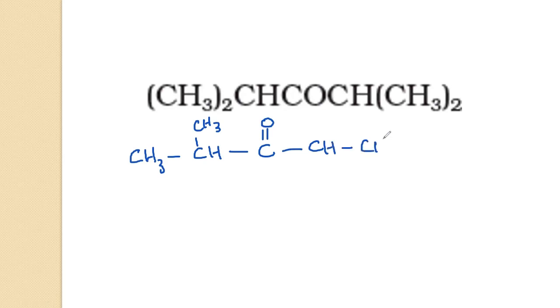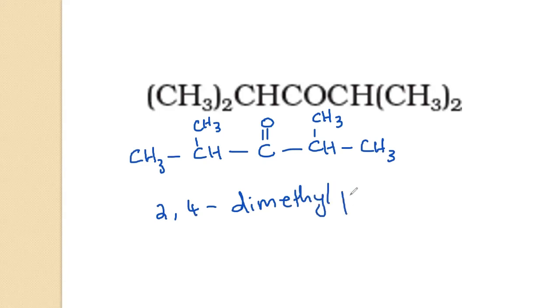Here we have (CH3)2CH again. So (CH3)2CH, C double bond O, CH, (CH3)2. So we've already done this compound. We've already named this. This is called 2,4-dimethylpentan-3-one.